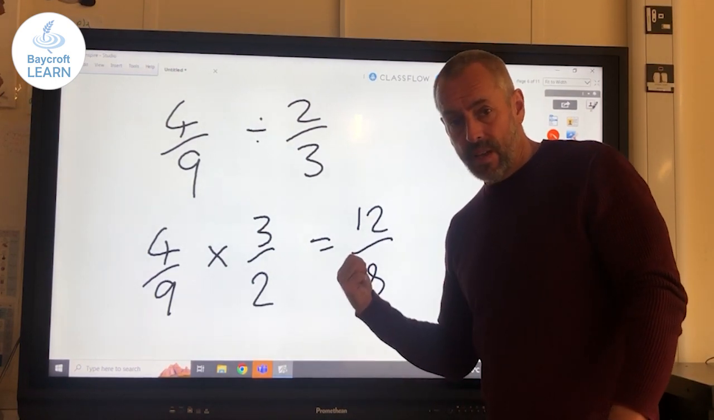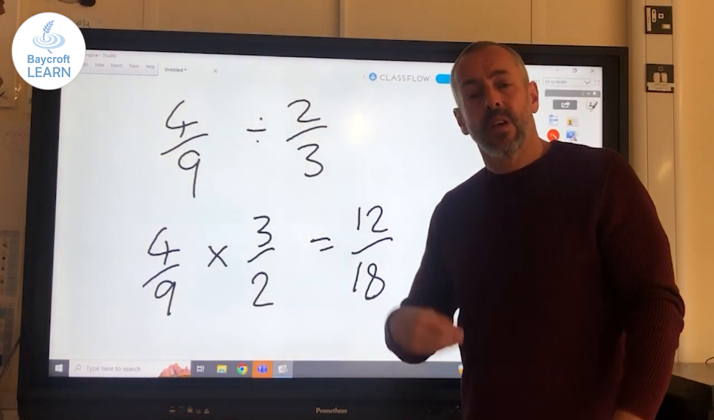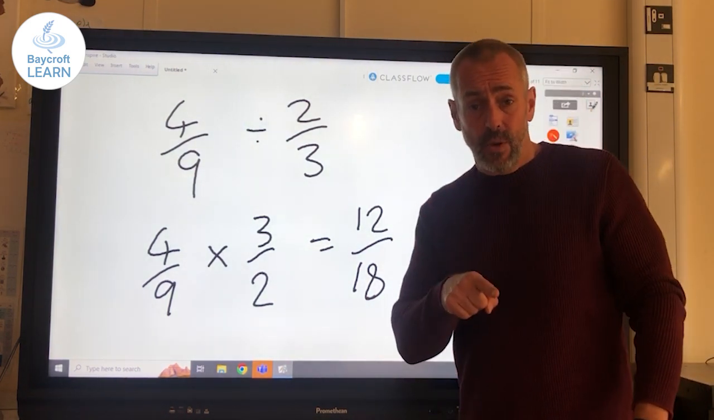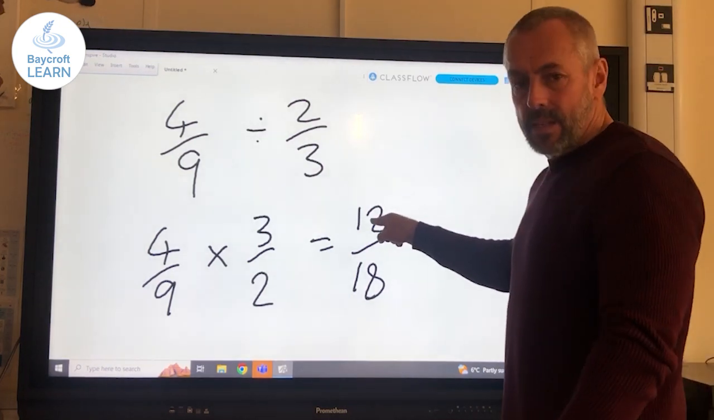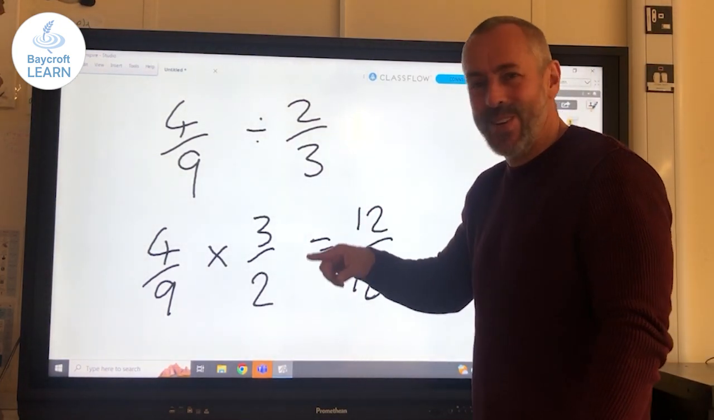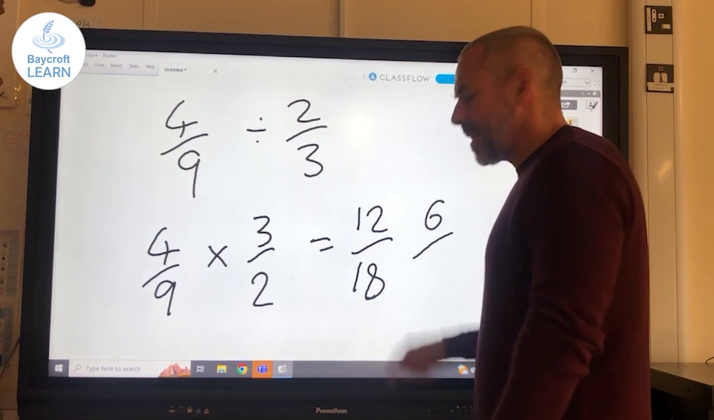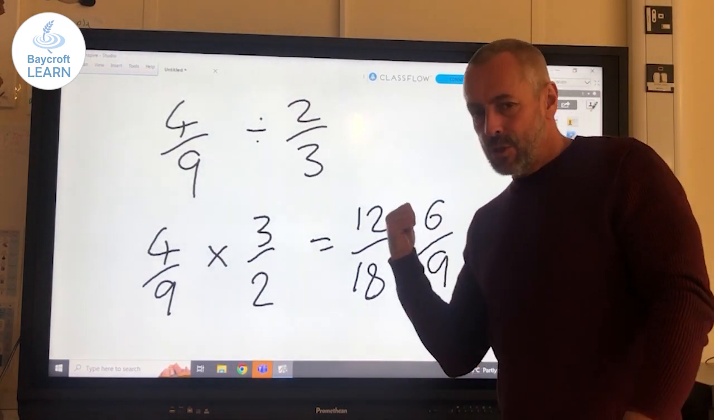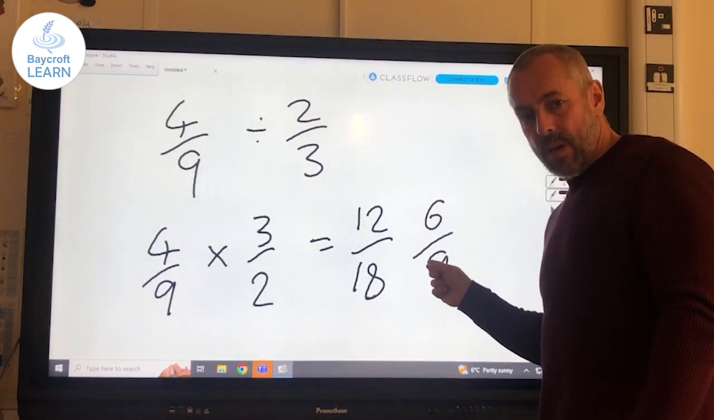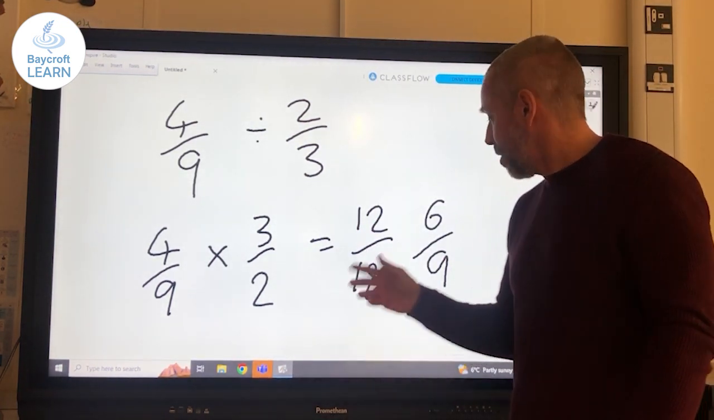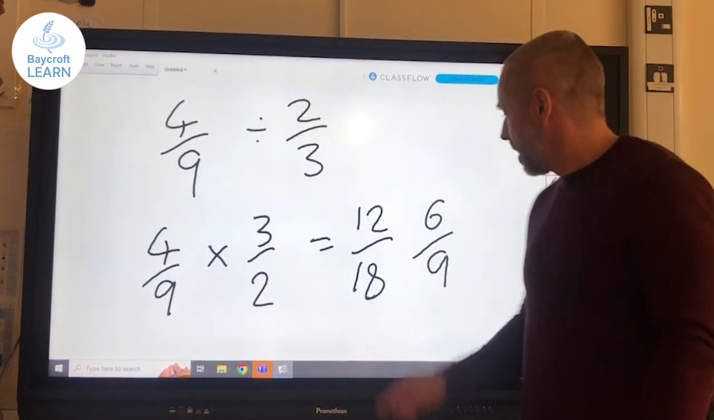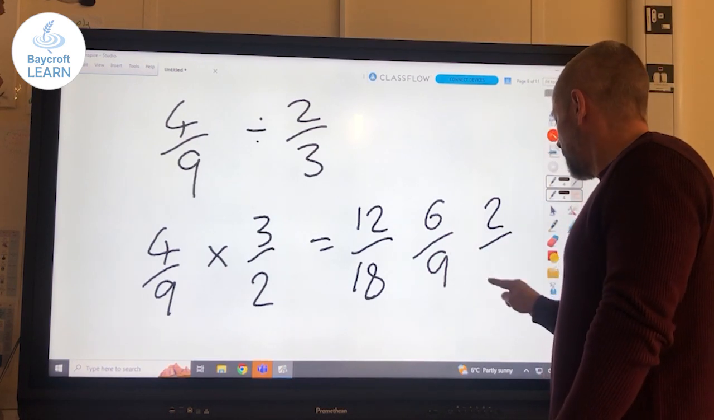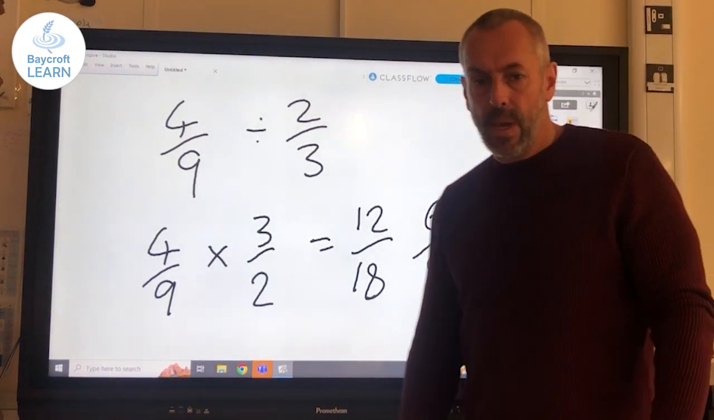And now we simplify. Okay? They're both even numbers, so we can use our 2 times tables to simplify this down. 12 divided by 2 will give us 6. 18 divided by 2 will give us 9. We can't use the 2 times table anymore because we've got an odd number, but we can simplify further. We can use the 3 times table, okay? 6 divided by 3 will give us 2, 9 divided by 3 will give us 3, okay?